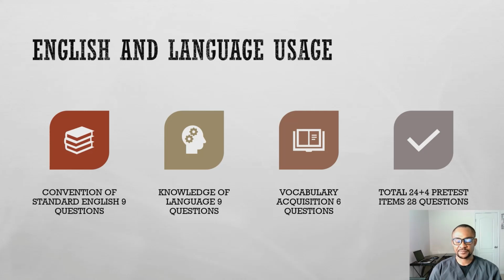It has to do with meanings of words, those which are opposite and similar. That's what we mean by synonyms and antonyms. So we're going to have a total of 24 questions plus 4 pre-test items, which will give you the 28 questions that you'll be answering. You'll be tested upon during your TEAS test.